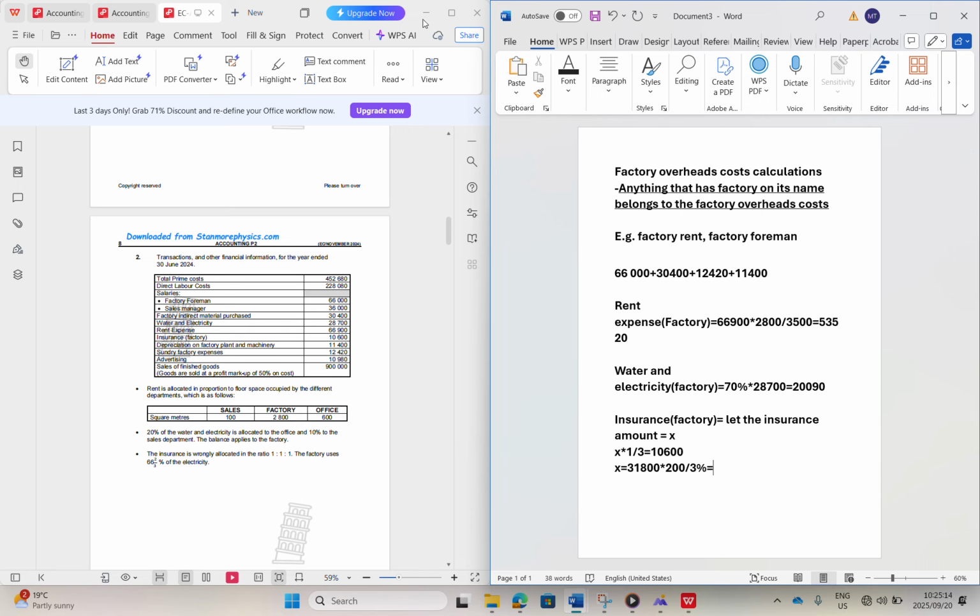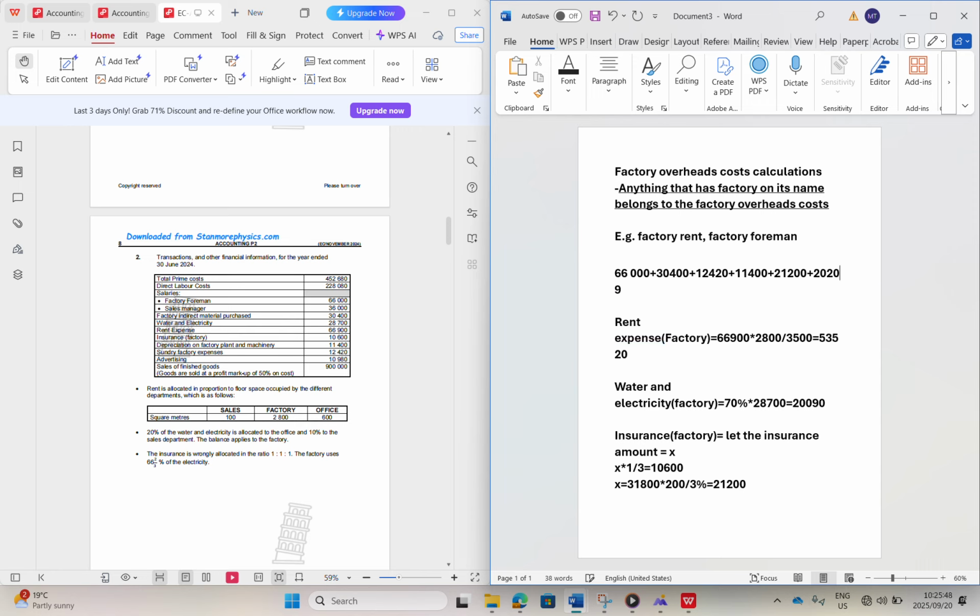Let me do the calculations to get the insurance. You'll get 21,200. This is your insurance. So we have calculated the insurance, which is 21,200, plus the water and electricity, which is 20,090. Then we have calculated the rent expense, which is 53,520.